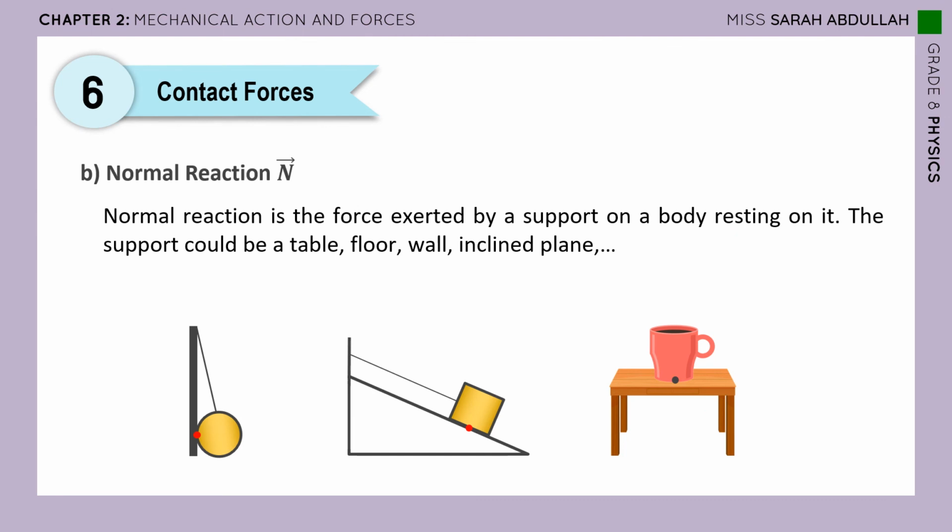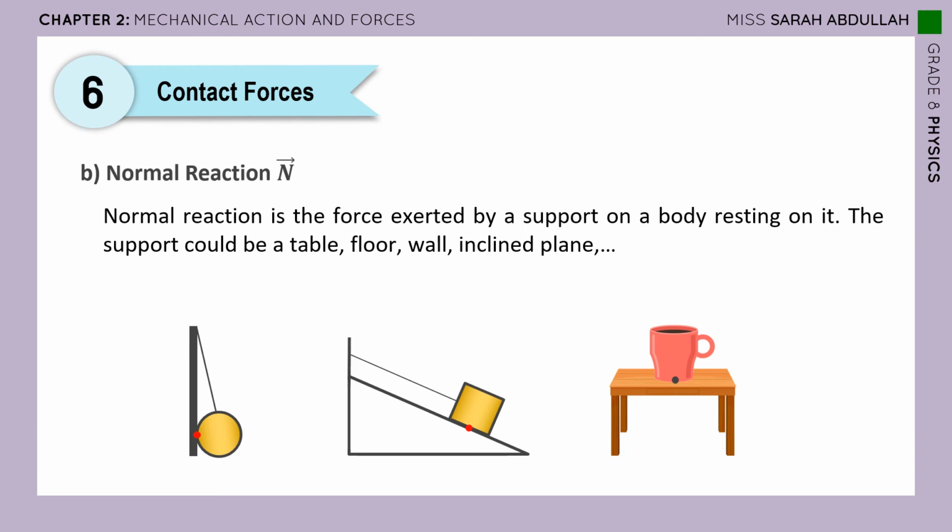The second contact force that we're going to talk about is the normal reaction N. Have you ever thought why your book, let's say your book is resting on a table, is not falling down? Because the table is preventing it from falling. So the table is exerting a force on it, and this force we call a normal reaction, okay? It is preventing a certain motion. So normal reaction is the force exerted by a support on a body resting on it.